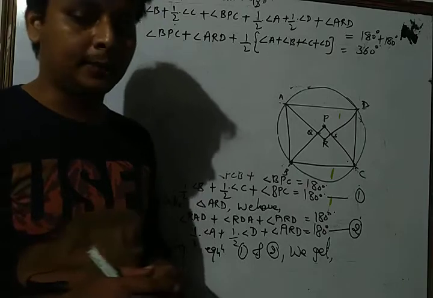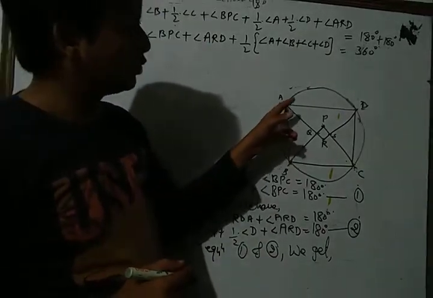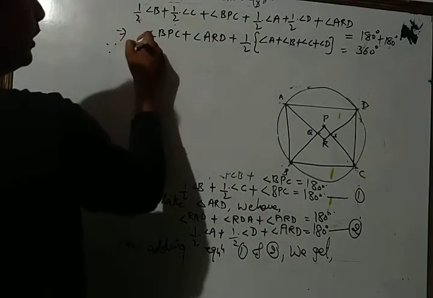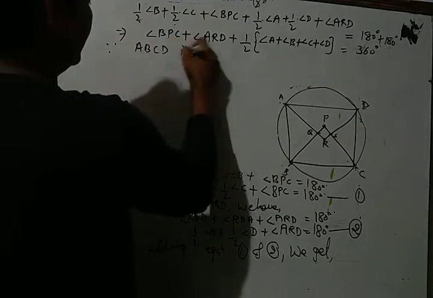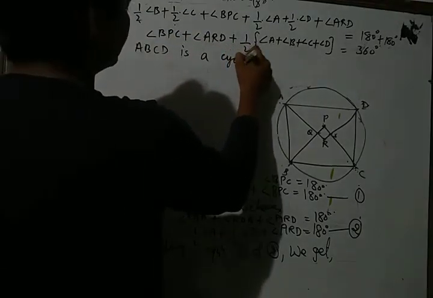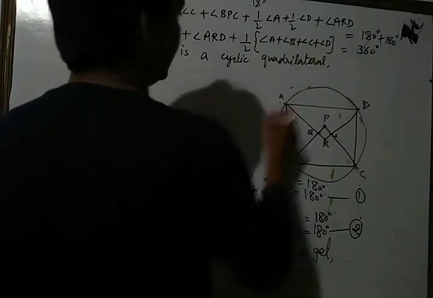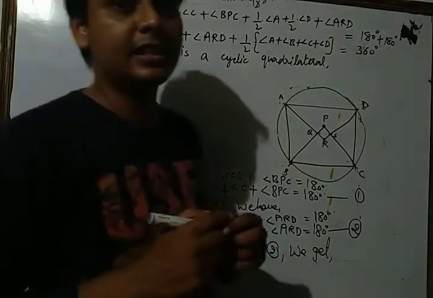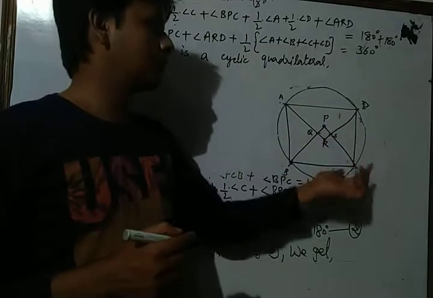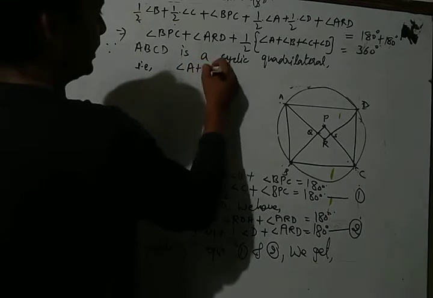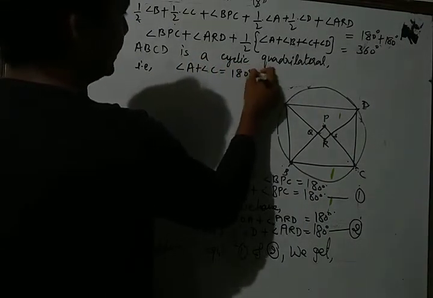And dear students, we also know that ABCD is a cyclic quadrilateral. Since ABCD is a cyclic quadrilateral, the sum of opposite angles is equal to 180. So angle A plus angle C is equal to 180, as well as angle B plus angle D is also equal to 180.